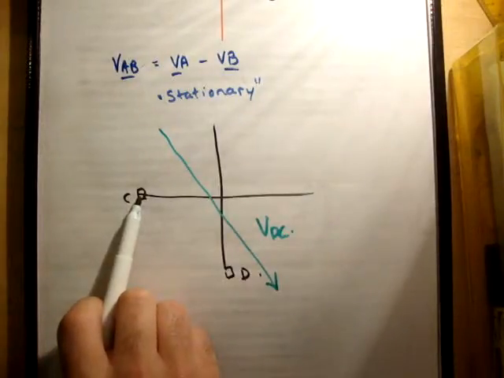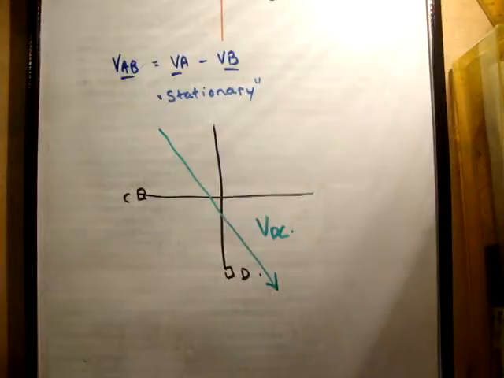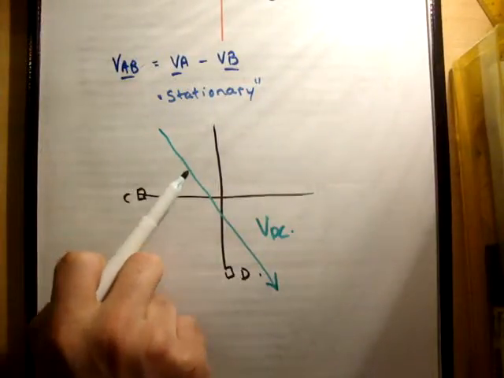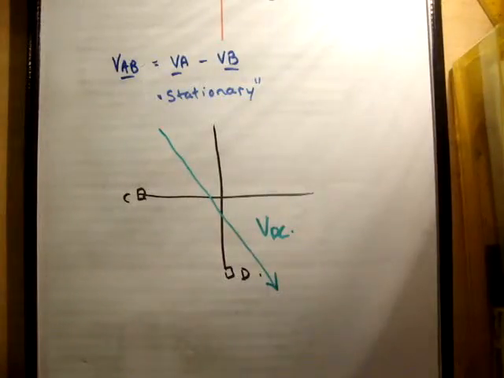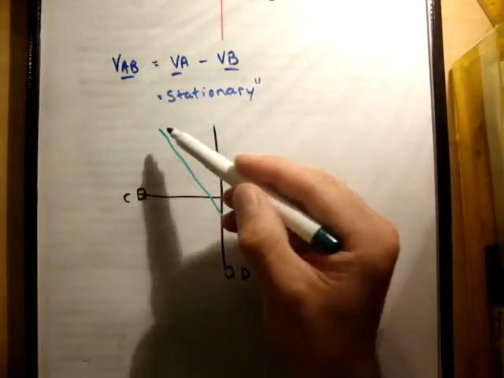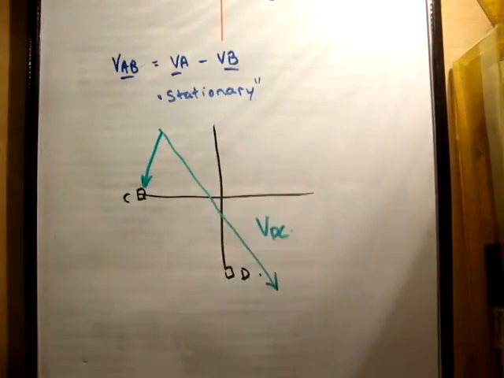So if this is C, although he is actually moving, he will say that he is stationary and he sees D move across him like that. Now the only way, for example, in this case, that they will be on a collision course is if VDC was going straight for C.